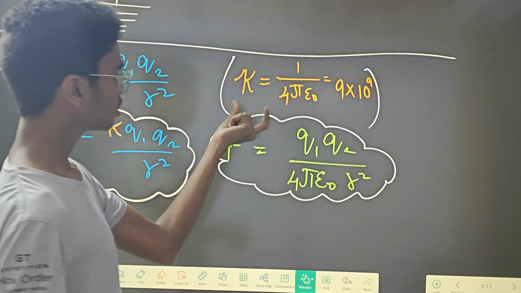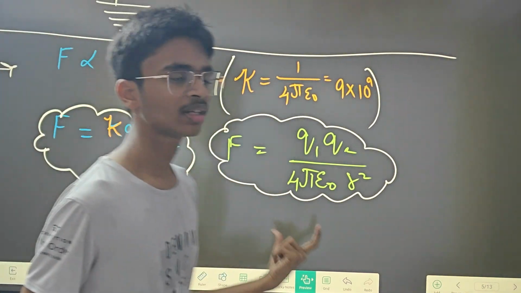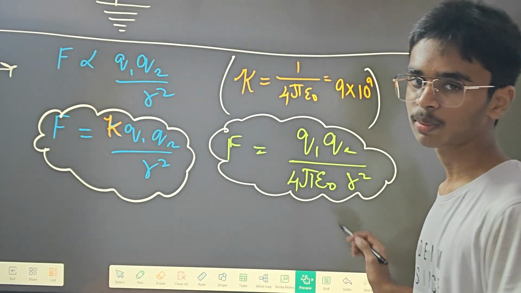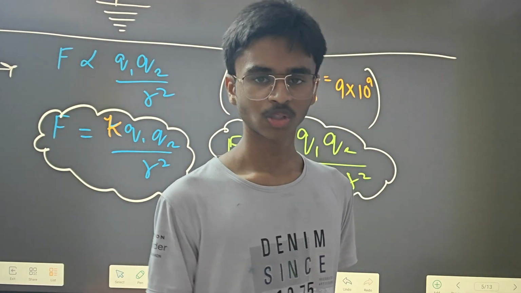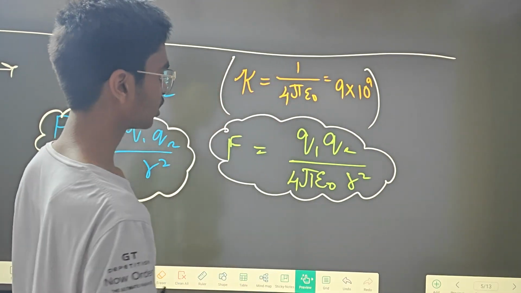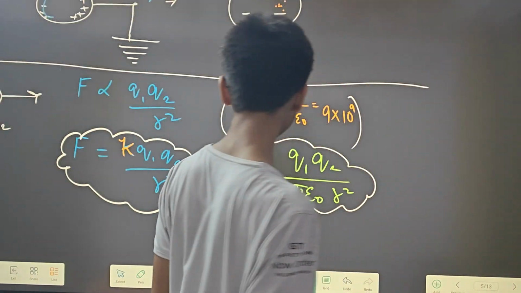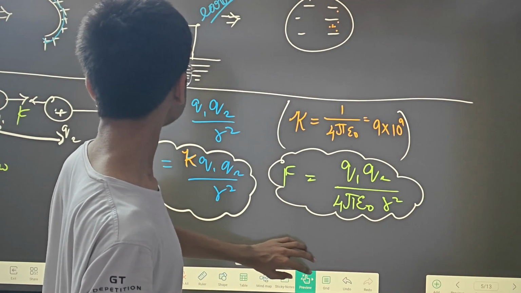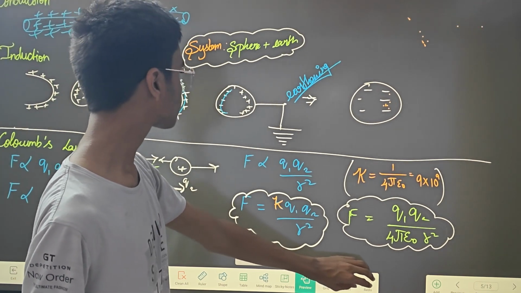If you put this k value over here, the final force formula is q1 q2 whole divided by 4 pi epsilon naught r square. Very simple, very easy, right? So now, what is epsilon naught? That's a question which most of you will be having, because we haven't seen what epsilon naught is.